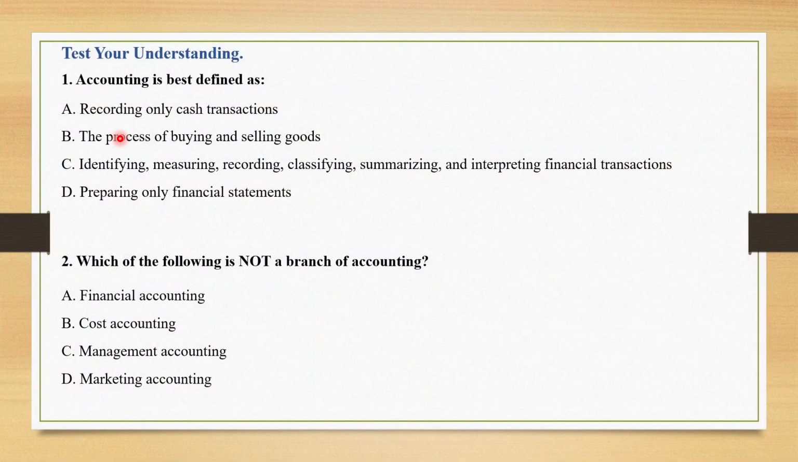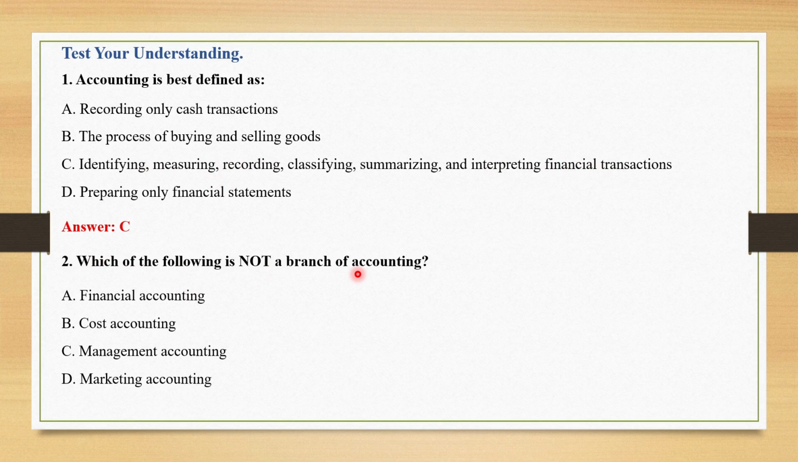So let's test our understanding. Accounting is best defined as: A, recording only cash transactions. B, the process of buying and selling goods. C, identifying, measuring, recording, classifying, summarizing, and interpreting financial transactions. D, preparing only financial statements. Choose among A, B, C, D. What is the answer? What do you guess? The answer is C. As you have seen, it involves identifying, measuring, recording, classifying, summarizing, and interpreting financial transactions. This is the correct answer.